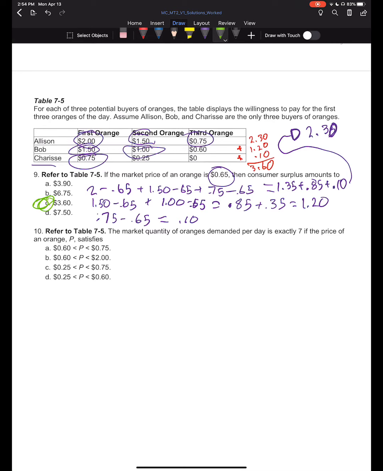So your answer here is going to be C. The market quantity of orange. Question 10. The market quantity of oranges demanded per day is exactly 7 if the price of an orange satisfies what? Well, so we need to get to 7 oranges.